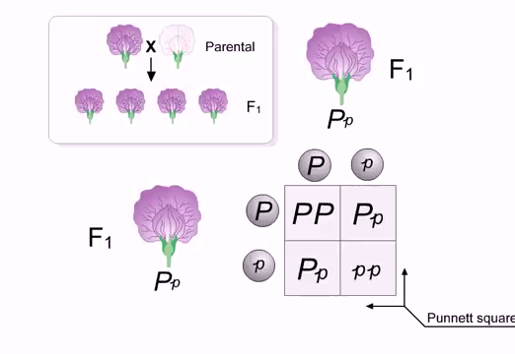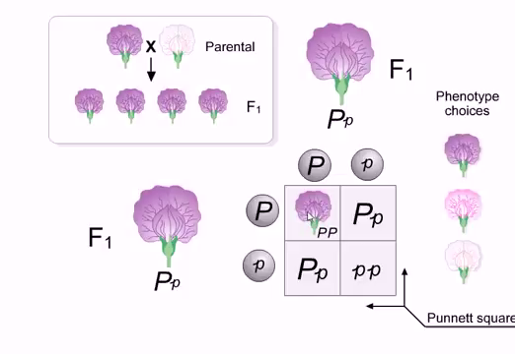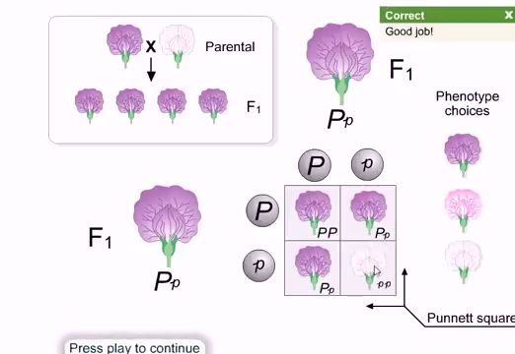Using the information provided, predict the phenotypes of the offspring. Drag the correct phenotypes to each square in the grid. Okay, so what will be the phenotypic choices? As we have capital P, it's dominant, so this will be purple. Capital P small p, though it's heterozygous, still has one dominant trait, so the answer will be the dominant one. Again in this case too, it is heterozygous, but still dominant. In the fourth one it is small p small p, that means the trait is totally recessive, so it will be white.